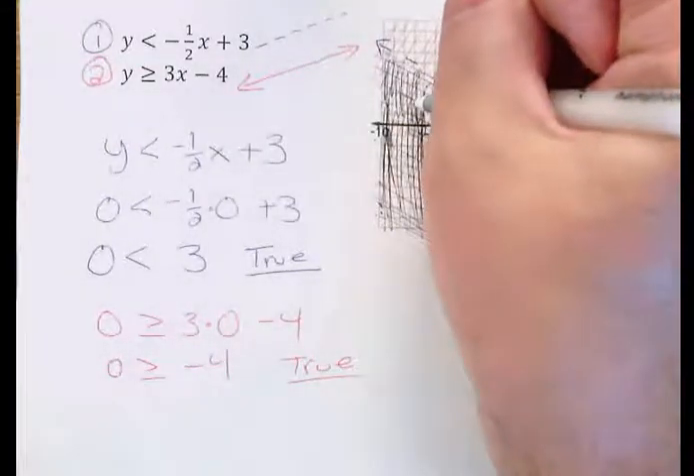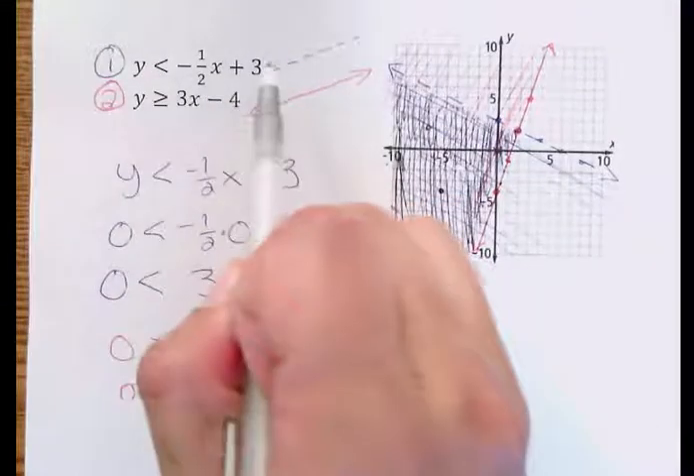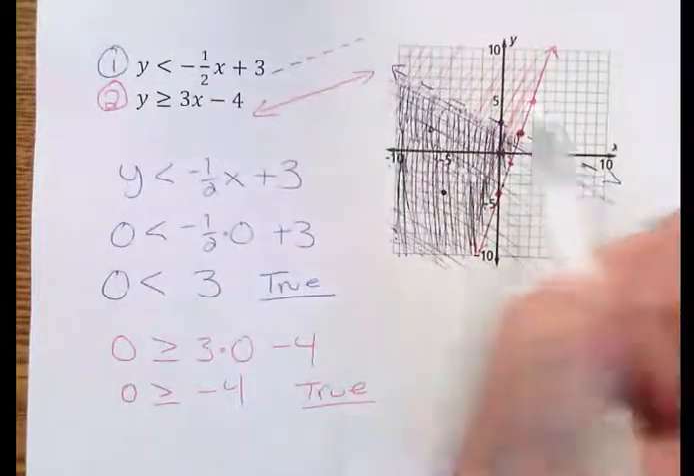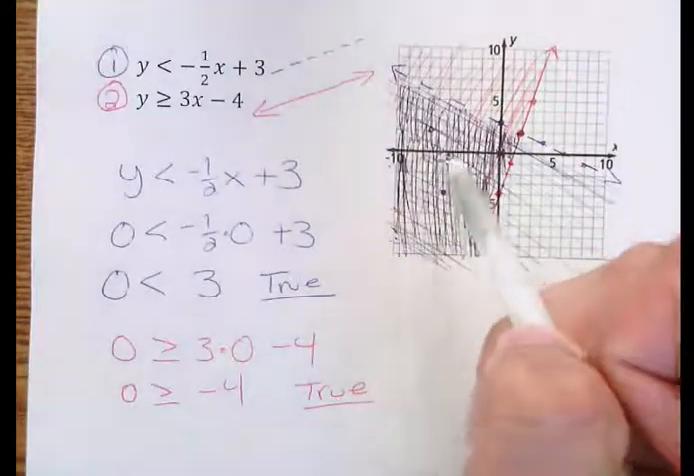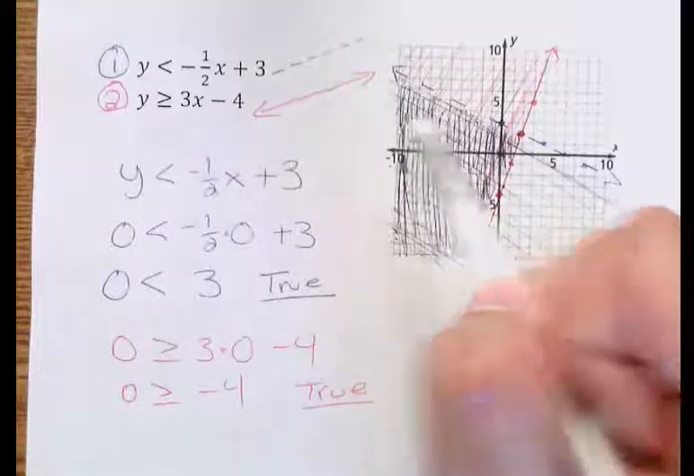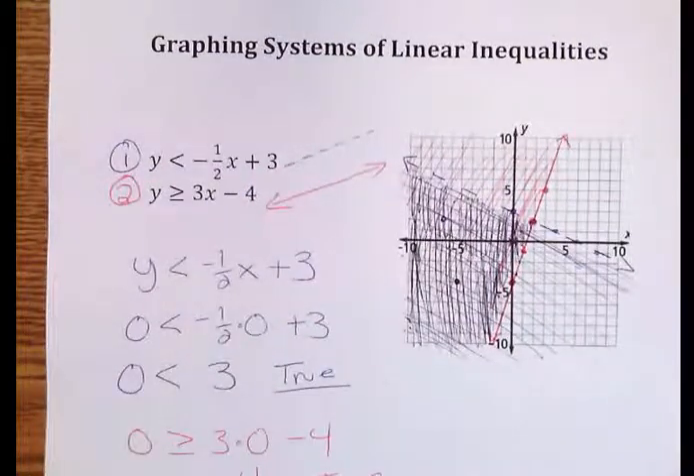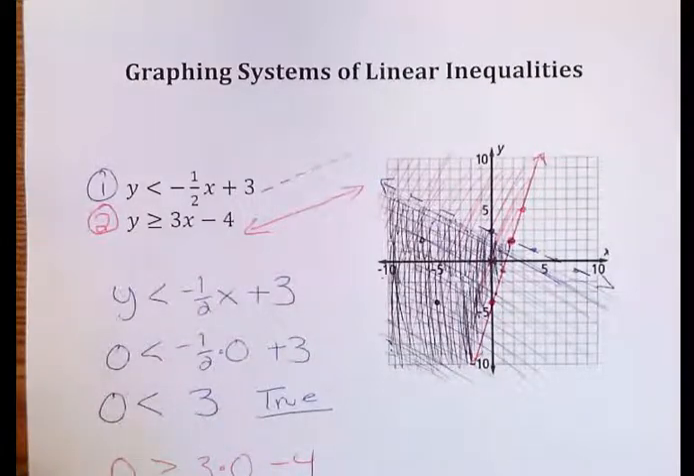Point over here, solution. So again, the key is to completely graph one of your inequalities and then ignore it. Don't even look at it. Then graph the second inequality on top of it. And then you look for where the overlap is, and that's your solutions. And that was graphing systems of linear inequalities.